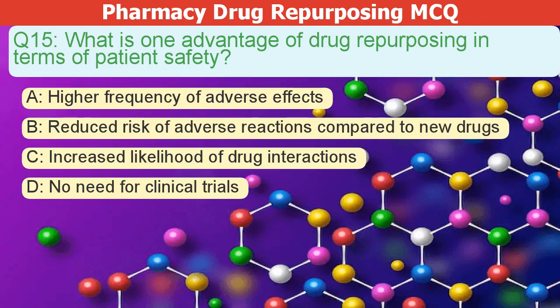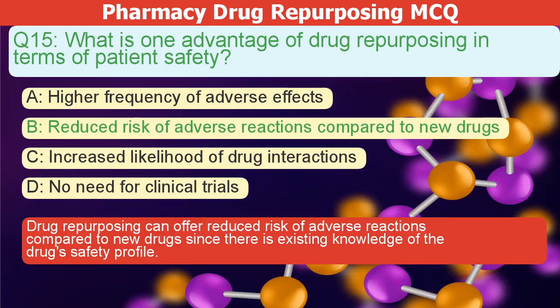What is one advantage of drug repurposing in terms of patient safety? A. Higher frequency of adverse effects. B. Reduced risk of adverse reactions compared to new drugs. C. Increased likelihood of drug interactions. D. No need for clinical trials.